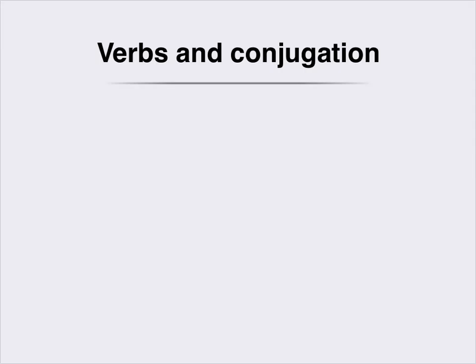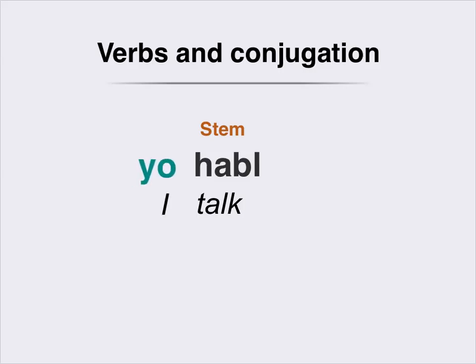In Spanish, to conjugate a verb, you take the verb's stem and you add one of a number of different endings. Unlike English, where it's mostly the subject or subject pronoun that changes during conjugation, in Spanish there is a different verb ending for each subject.